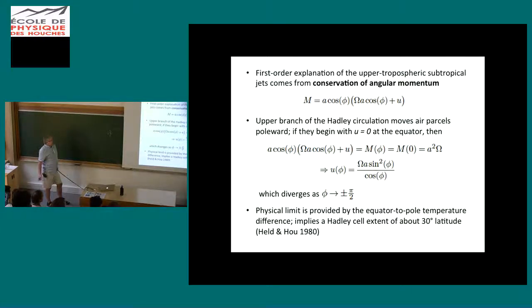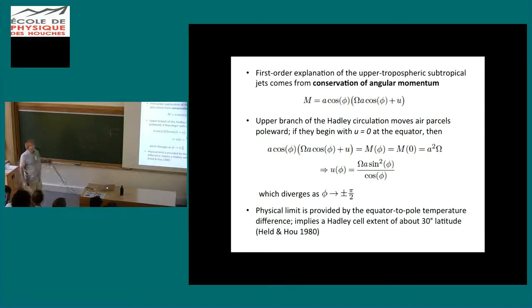So you have a thought experiment where you move a parcel of air, actually a ring of air, poleward, and you start with u equals zero at the equator, which is a pretty good approximation because the zonal winds are very weak there, and so you have to conserve angular momentum. This is angular momentum as a function of latitude, the same equation I've got here, but zero is at the equator, and if u is zero at the equator and cosine is one, then you just get a squared times omega. If you solve this, you get one minus cosine squared, which gives you a sine squared. So we see that the wind is going to be omega a sine squared over cosine. That is a prediction if you start with zero zonal wind at the equator and start to move northward. But obviously, as you go to the poles, plus or minus pi over two, this is going to diverge. So that can't happen.